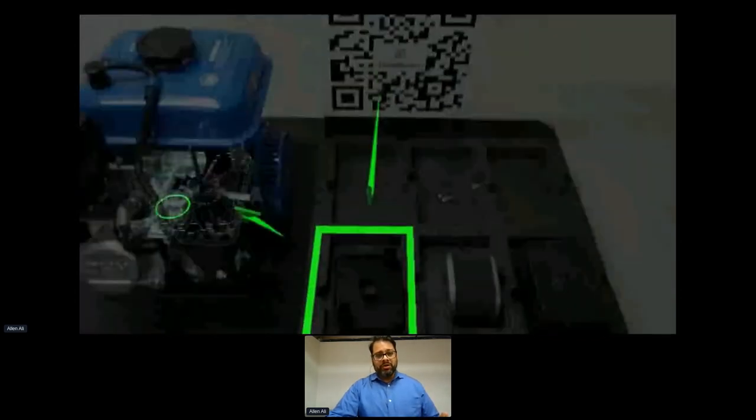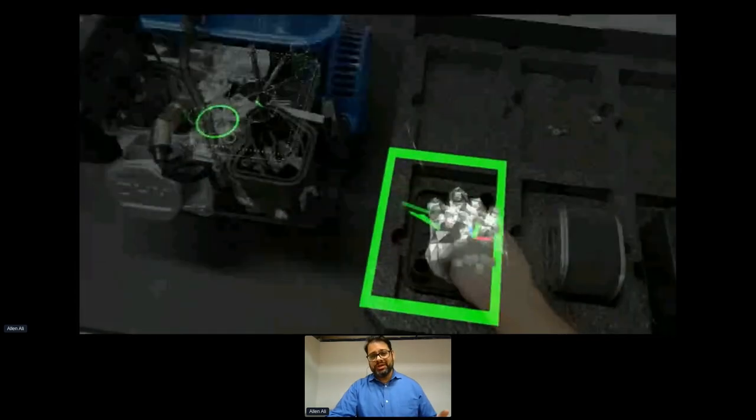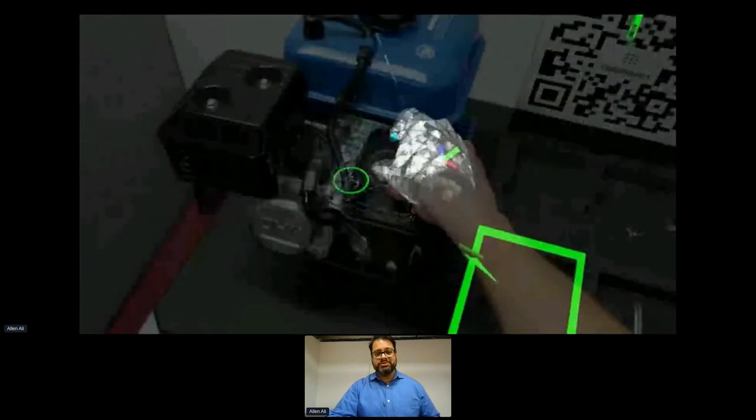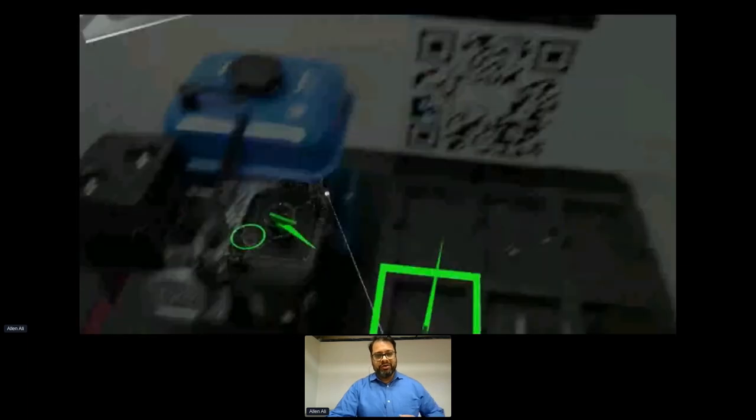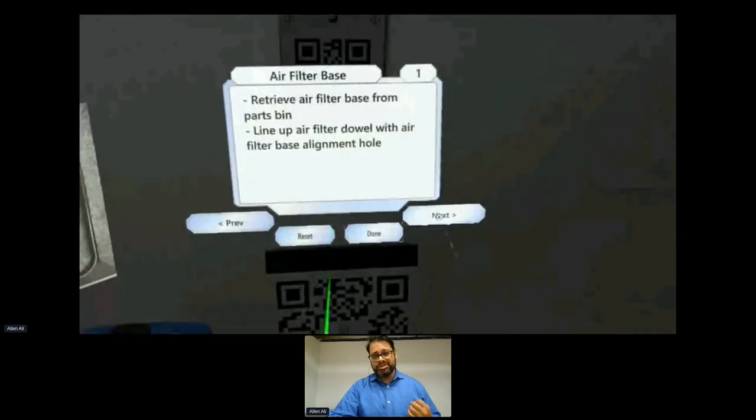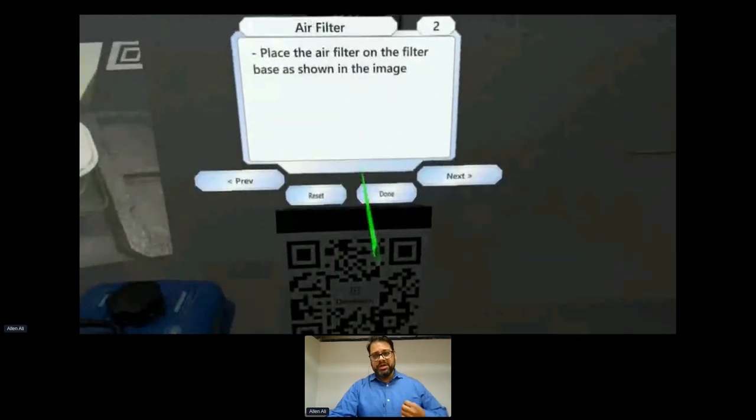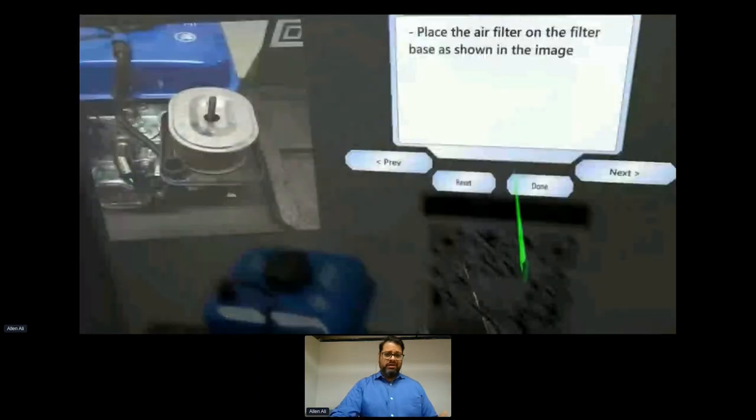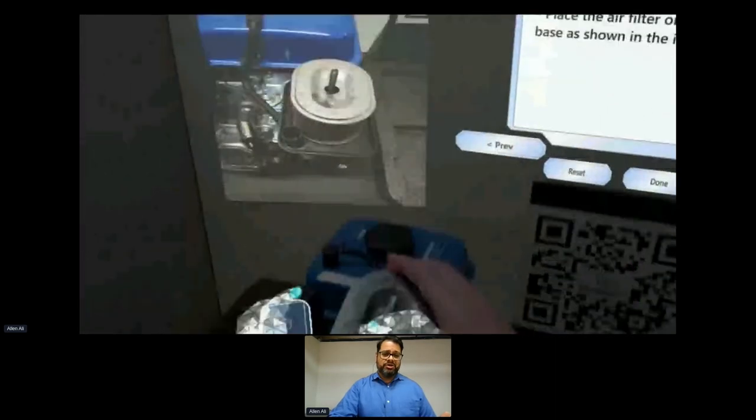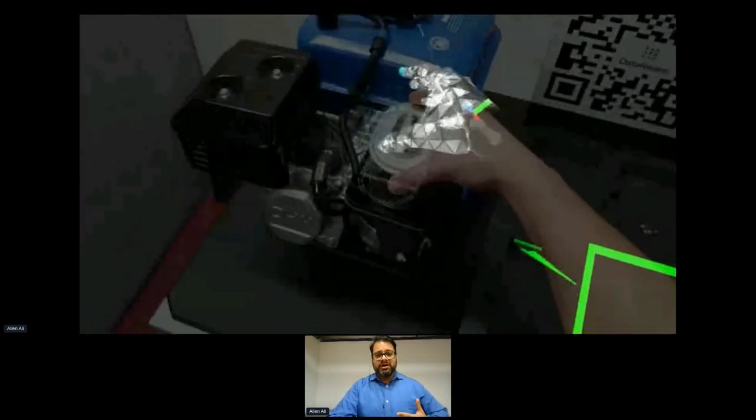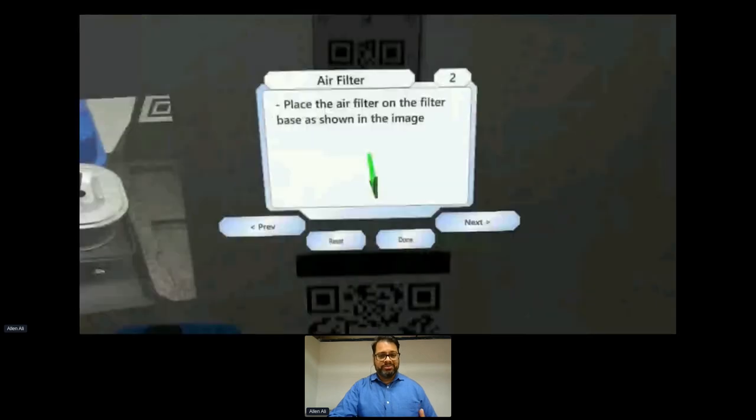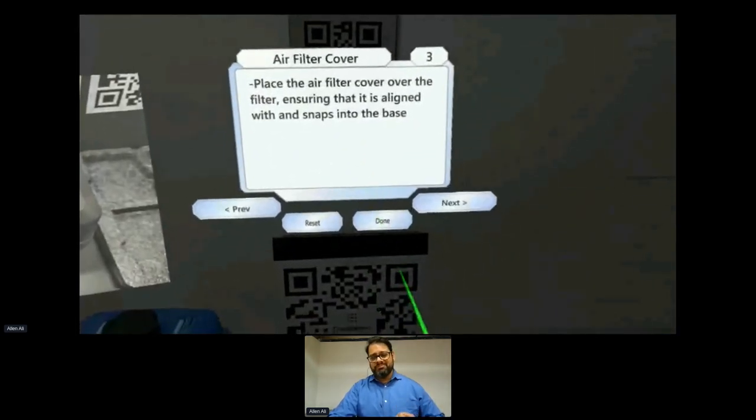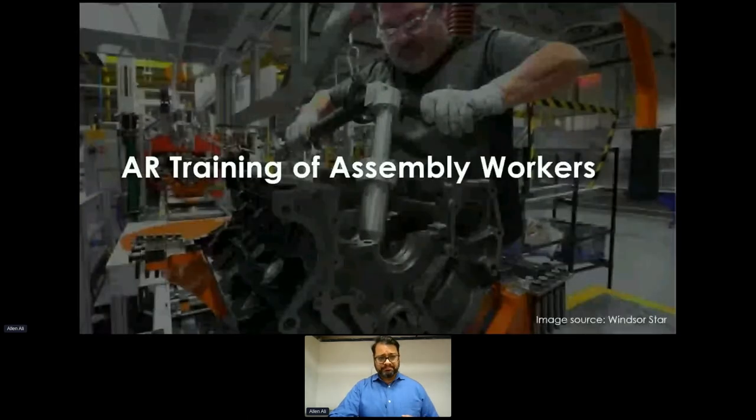This is an example. In this example, we're using our application to demo instructions for assembling a small engine, specifically putting on an air filter. Using augmented reality for work instructions and training allows the users to complete tasks more efficiently by not having to go back and forth like they would with traditional material. They reduce the risk of unavailable expertise by allowing you to drop the skill set and potentially automate your workforce.